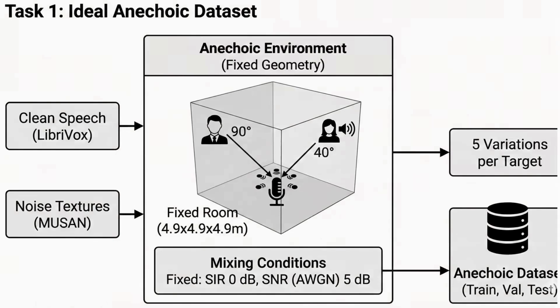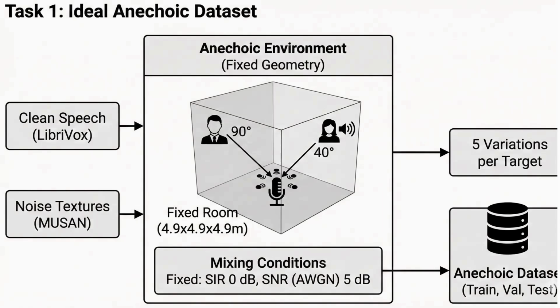Let's begin with our data generation strategy for task 1. Since this is the baseline task, we simulated a perfect anechoic environment. We utilized clean speech from the LibriVox corpus and noise textures from the MUSAN corpus. Specifically, for every male target speaker, we generated variations mixed with female speech or non-speech noise.